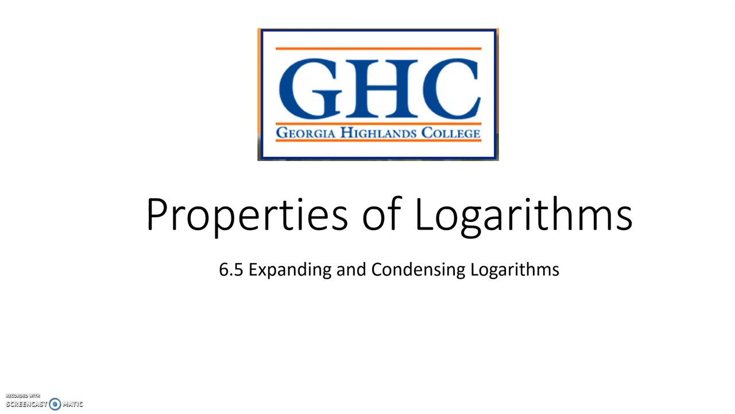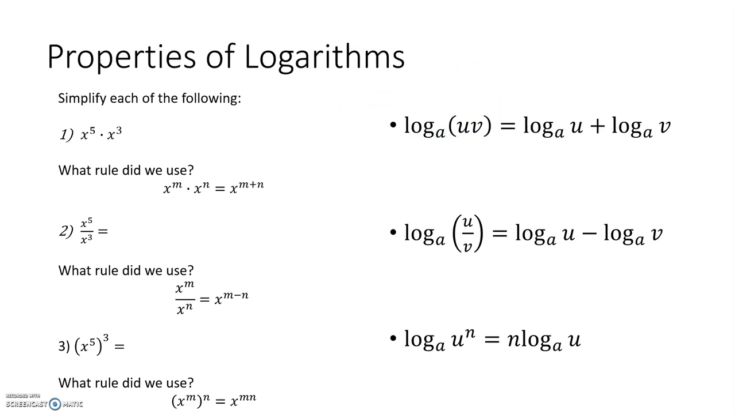The first thing we have to look at is the properties of logarithms. The properties of logarithms, just like the graphs, link very closely to the rules for exponents. So let's look at the first rule. We have x to the fifth times x to the third. What is the rule when we are multiplying like bases? Well, we simply add the exponents. So that would be 5 plus 3, or x to the eighth.